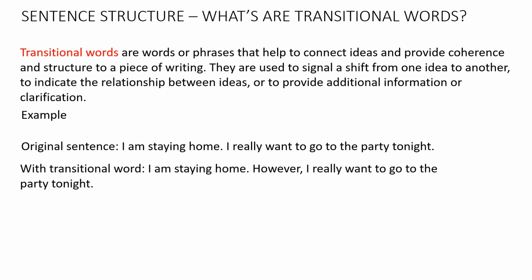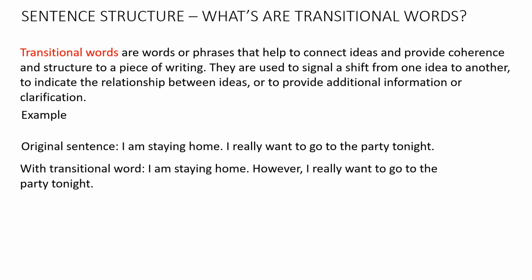So here it is. I am staying home. However, I really want to go to the party tonight. So here in this example, however is used as a transitional word to introduce a contrasting idea or to indicate a shift in the writer's perspective. And you can see how it is a lot easier to read and communicates better what the person who's saying it is trying to say.